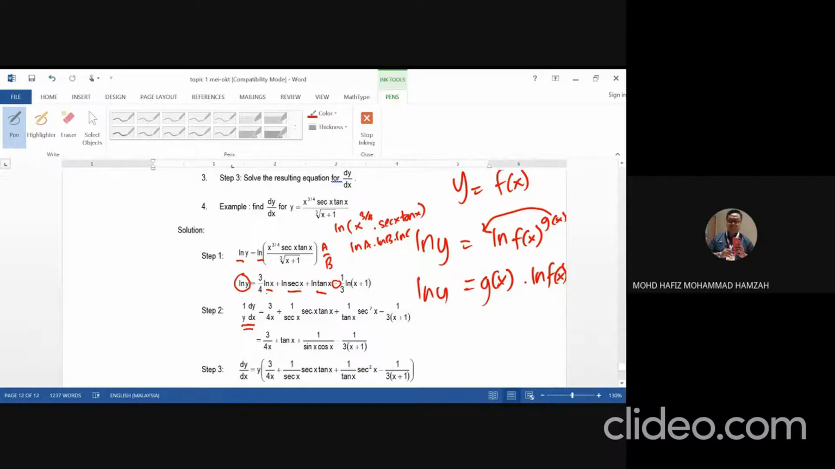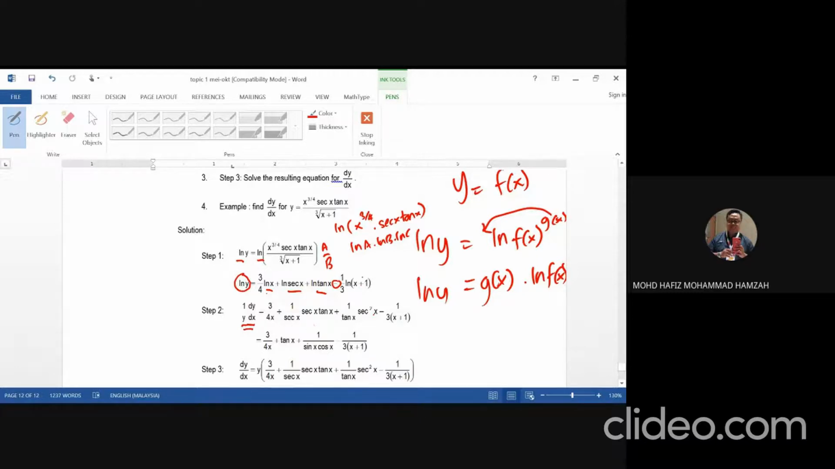Differentiate secant lagi sekali. Differentiate ln is 1 over secant. Differentiate secant x tangent x. Ini ada dalam list of formula. Differentiate ln is 1 over tangent. Differentiate tangent is secant square. Then yang ni you kena let u lah. So differentiate ln is 1 over x plus 1. Differentiate the function inside equal to 1. So you get this one.